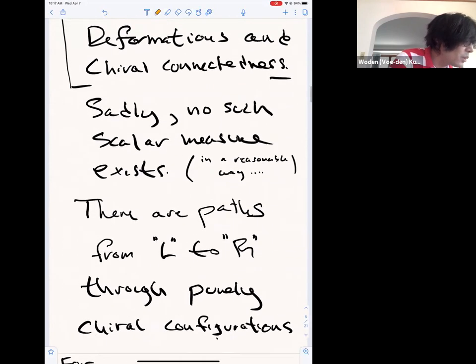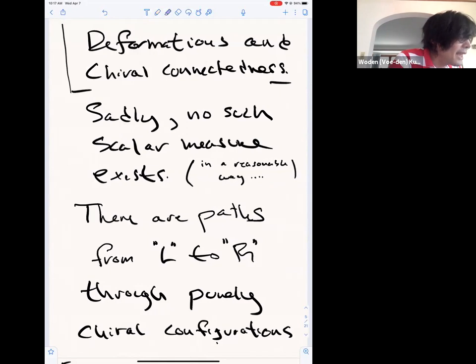But there's a quick sketch as to why we can't have something like this. And this is a notion of being able to deform our bodies, or whatever objects we're measuring, through some nice space, right? Through some nice family of similar objects, say, immersed curves or surfaces or whatever you like, whatever we're actually trying to measure here. And it's this idea of chiral connectedness. Basically, you can't have a continuous scalar measure that does this.